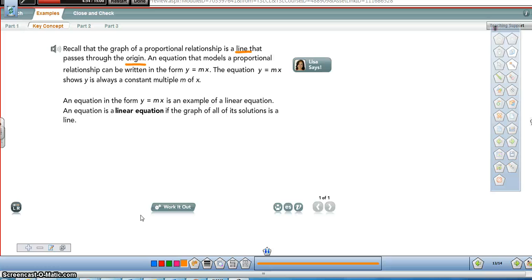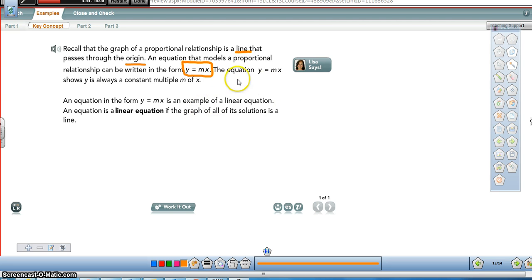M is also considered, sometimes we call it our constant of proportionality. Or even we've called it before our unit rate. An equation in the form y equals m times x is an example of a linear equation. An equation is a linear equation if the graph of all of its solutions is a line. Okay, so anytime we have a proportional relationship, since we know it's going to make a straight line, we're talking about a linear equation. And it's always going to have an equation of this form, because this form of an equation is showing a constant multiple.